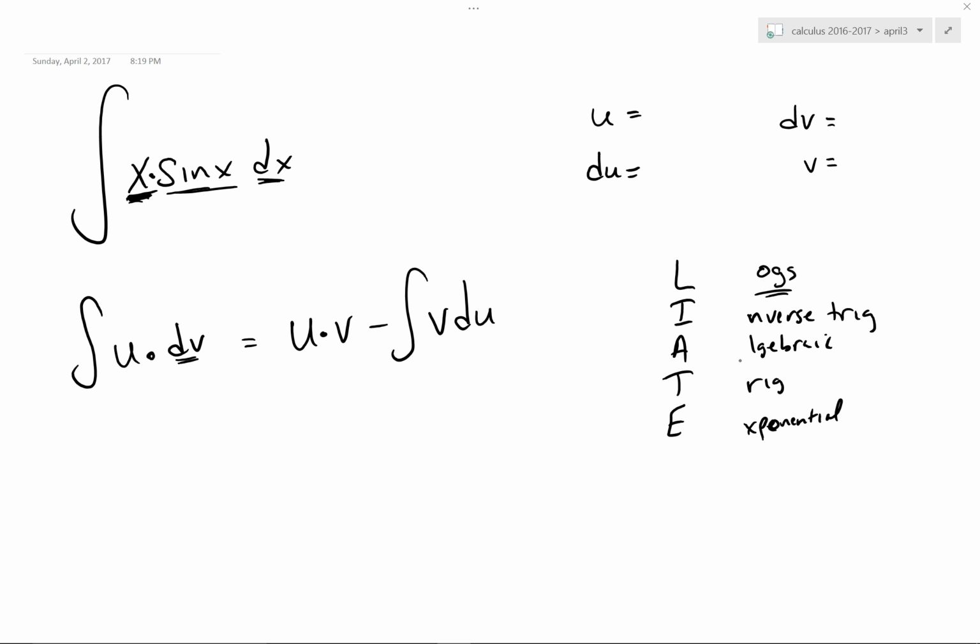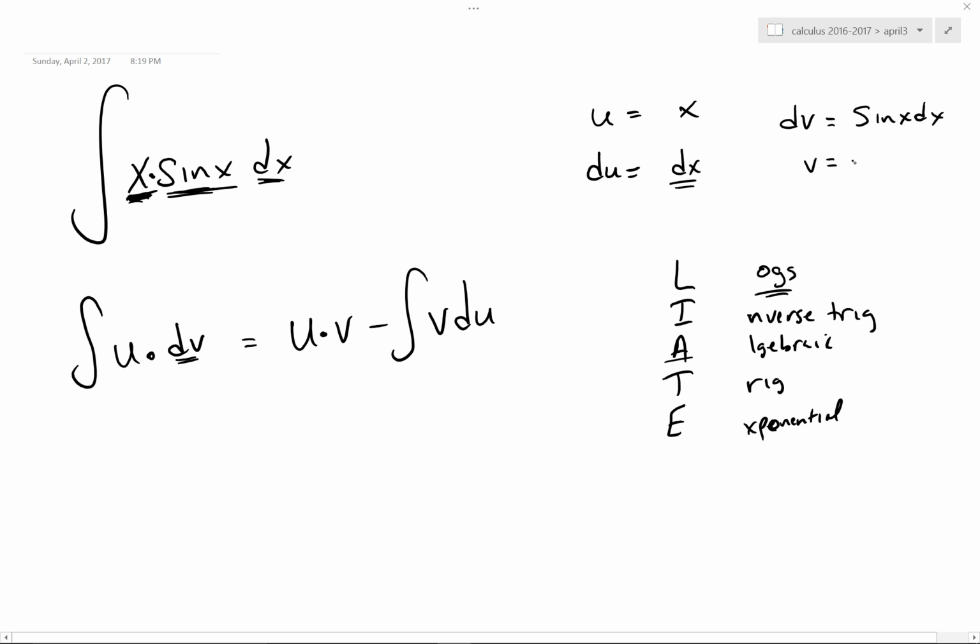X, you see, is an algebraic function. Algebraic comes before trig, so I'm going to let x go here, and sine of x dx is going to go right here. Now, it's important to note the other reason we do it this way is because when you take the derivative of this algebraic function, it goes away. That's nice. It's very nice.